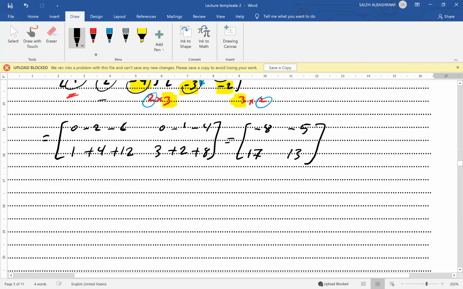And as we said before, A multiplied times B is not equal to B times A. So the product of the matrices is not commutative. So we have to be careful about this point. A times B is not equal to B times A, and as we mentioned before, the size of the output is 2 by 2.